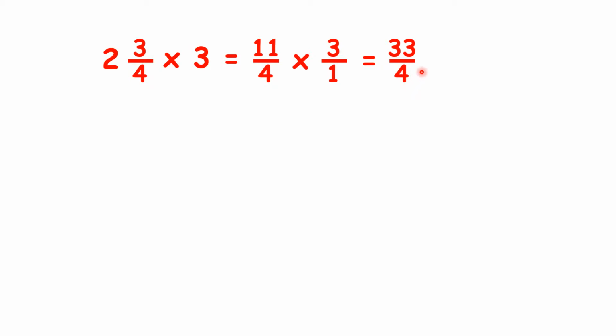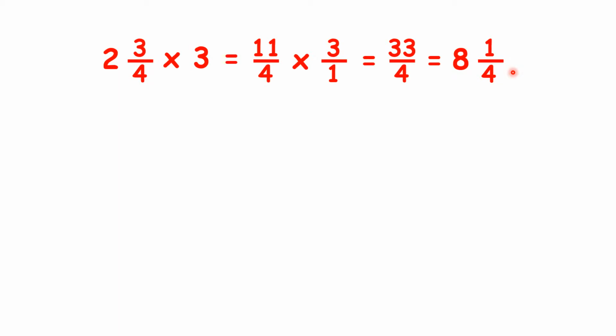So we have our answer, but as we had a mixed number in the question, we should change our answer from an improper fraction back into a mixed number. So remember, an improper fraction is just a division, and 33 divided by 4 is 8 remainder 1. So if we keep the denominator the same, we have our answer 8 1/4.